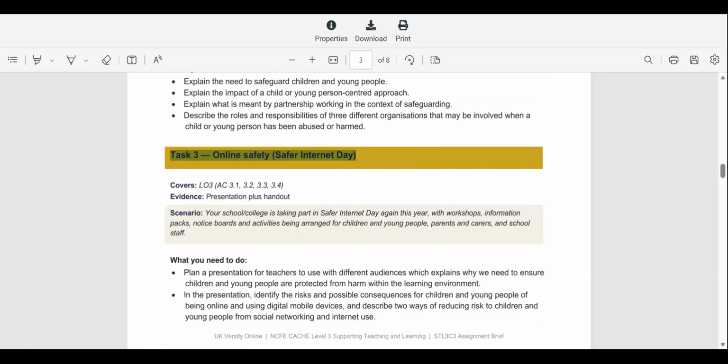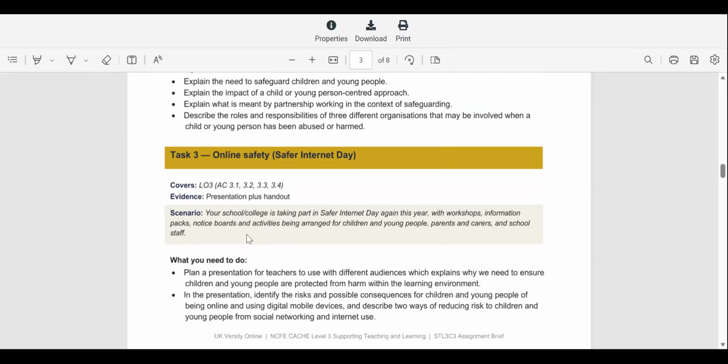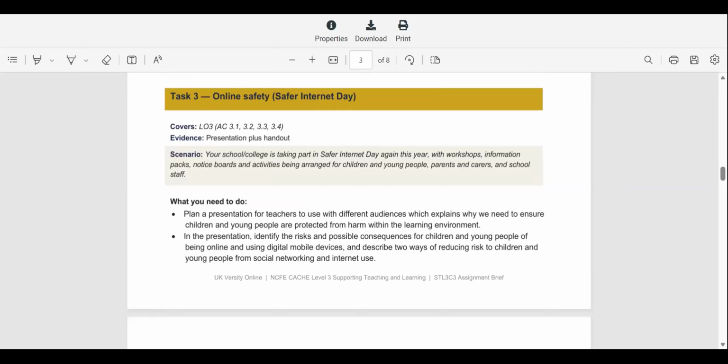Task 3, online safety, safer internet. Here it covers learning outcome 3, 3.1, 3.2, 3.3, and 3.4. Here you'd have to do a presentation plus a handout. So your school or college is taking part in Safer Internet Day again this year, with workshops, information packs, notice boards, and activities being arranged for children and young people, parents and carers, and school staff. What you need to do is plan a presentation for teachers to use with different audiences, which explains why we need to ensure children and young people are protected from harm within the learning environment.